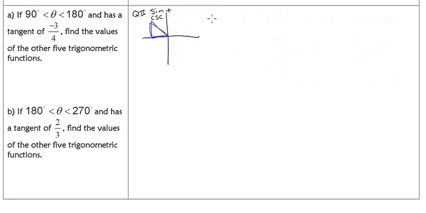And we're told that tangent is opposite over adjacent, or in terms of our triangle, it's going to be the y value over the x value. We're told that it's -3/4. So -3/4. Now we need to figure out which one is our y negative or is our x negative.